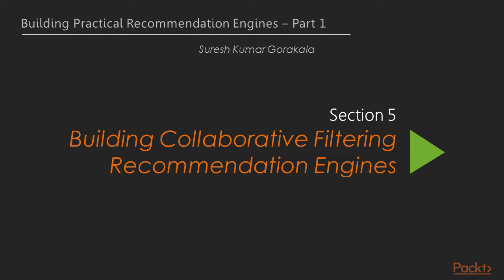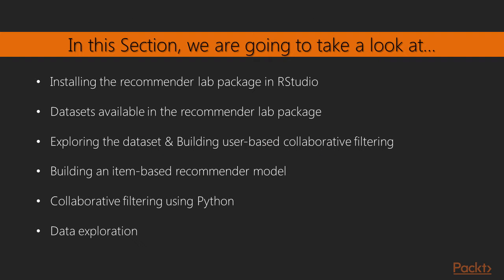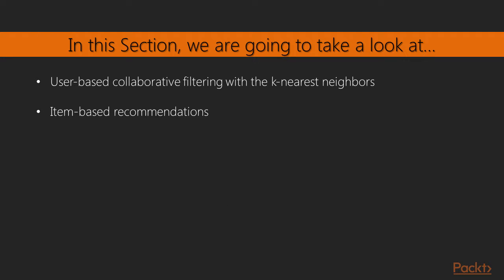Hello viewers, welcome to the fifth section of this course, Building Collaborative Filtering Recommendation Engines. In this section, we'll learn installing the recommenderlab package in RStudio and take a look at datasets available in the recommenderlab package. Then we'll move into exploring the dataset and building user-based collaborative filtering. Later, we'll learn building an item-based recommender model, collaborative filtering using Python and data exploration. Lastly, we'll see user-based collaborative filtering and the k-nearest neighbours and item-based recommendations.